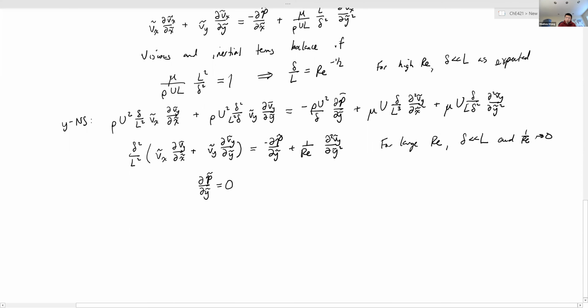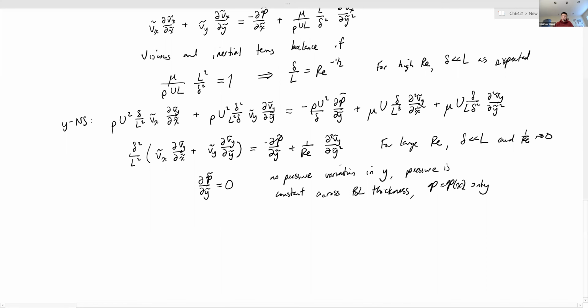Okay. And so what this means physically is no pressure variation in y, right? In other words, the pressure is constant across the thickness of the boundary layer, right? And the pressure is only going to be a function of x. Okay.